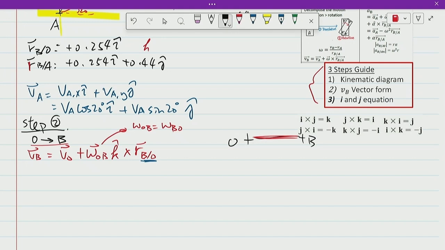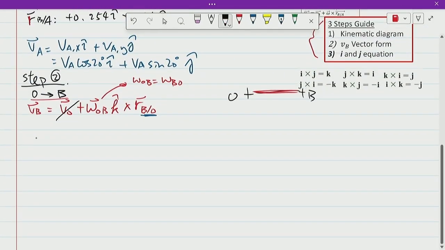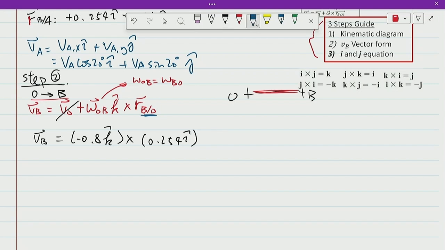Point O is a pin, so zero velocity. We are given omega OB earlier. So negative 0.8 k cross 0.254 i. K cross i gives us positive j. There is a negative sign here, so that has to be conserved. Giving us negative 0.203 j meter per second.